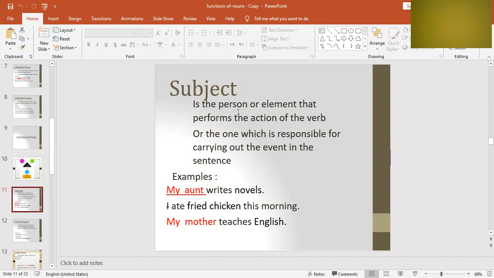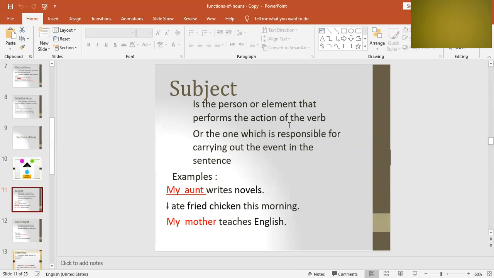Now, a subject is a person or element that performs the action of a verb, or it does the action. For example, I said, a boy is playing. Here, a boy is doing the action. So the boy is the subject, and is playing is the verb. The subject is the doer of the action, always.